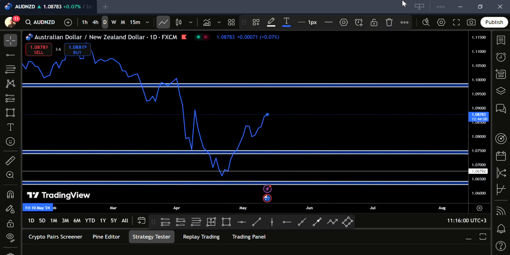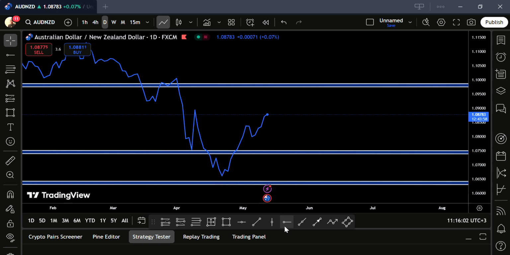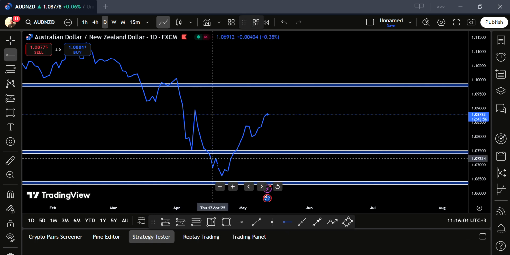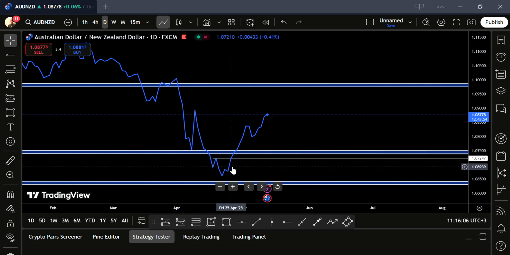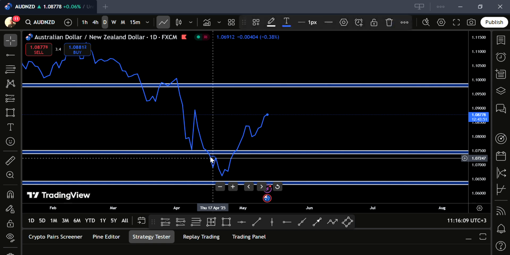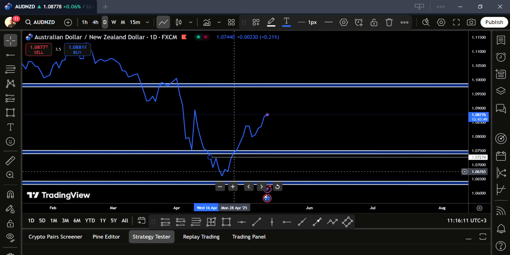By crossing this level here, we created a higher high. This cross and close above creates a higher high.